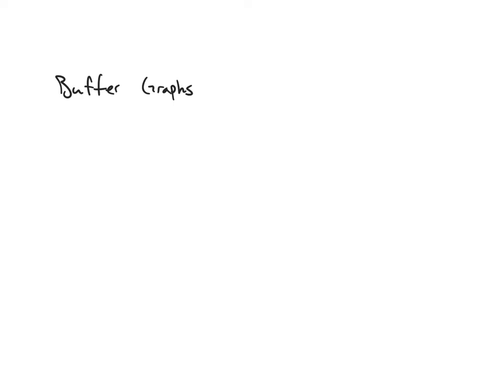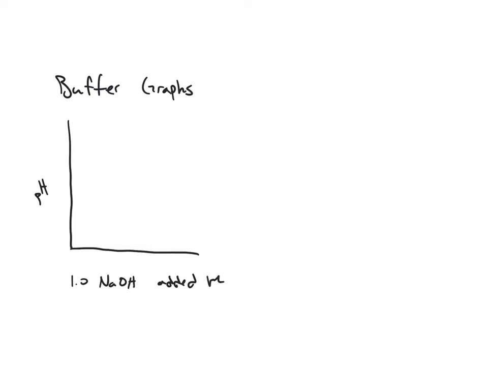Basically what I want to show is the different kinds of graphs that you would possibly see when adding acid or base to a buffered system. And hopefully you'll be able to understand a little bit better what buffers are through graphical representations. Let's first talk about this graph. On the vertical axis I have the pH, and we're still going to measure the pH versus the amount of NaOH added in the form of milliliters.